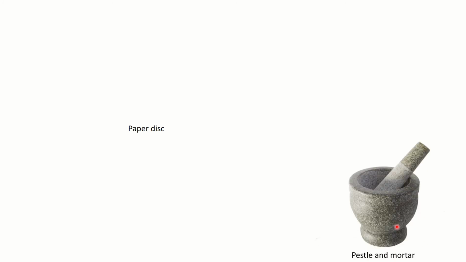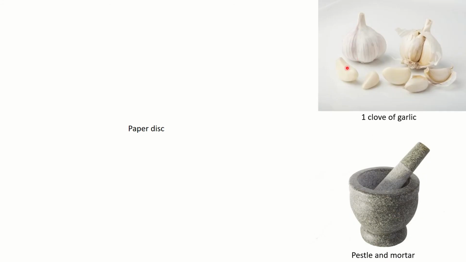Here we go. So you're going to have a pestle and mortar, and what you're going to do is you're going to put some garlic in there. So you're going to get one clove, and you're going to pop it into the pestle and mortar. Then what you're going to do is you're going to add some ethanol as well, and you're going to crush it around a bit more until you get a nice smooth paste.